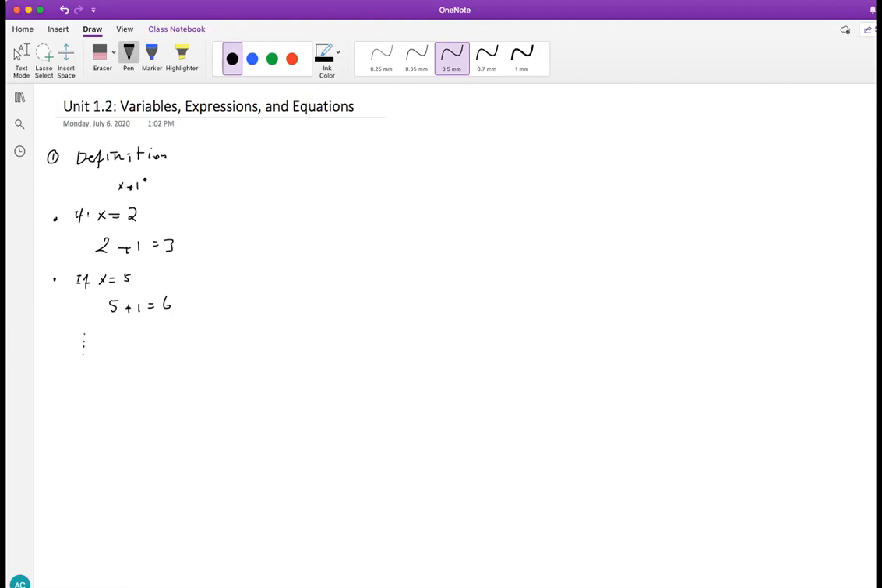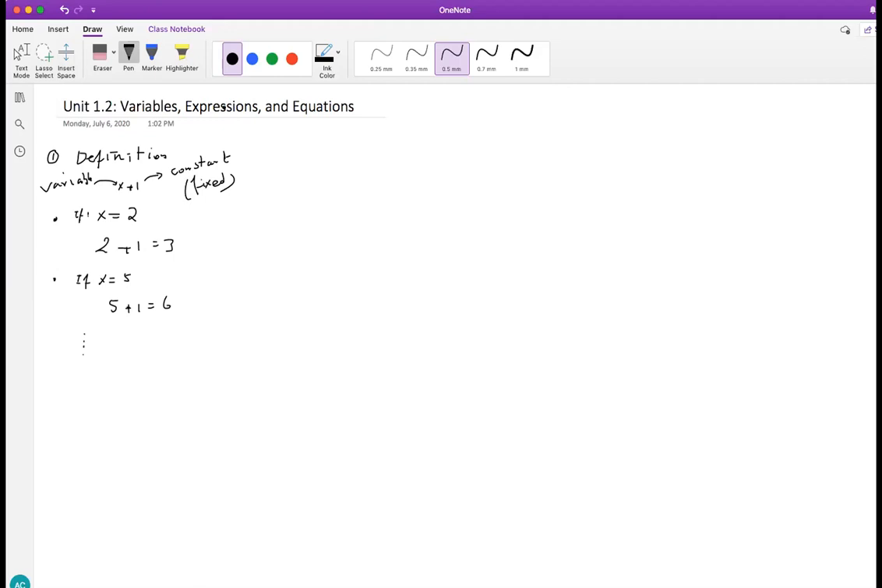The 1 doesn't change in value, so we call it a constant. Constant simply means it's fixed in value. Okay, that's what a constant is. And x is the variable, the letter. So that's where the term variable comes from. Variables and letters together, and constants or numbers together, make what we call an expression.